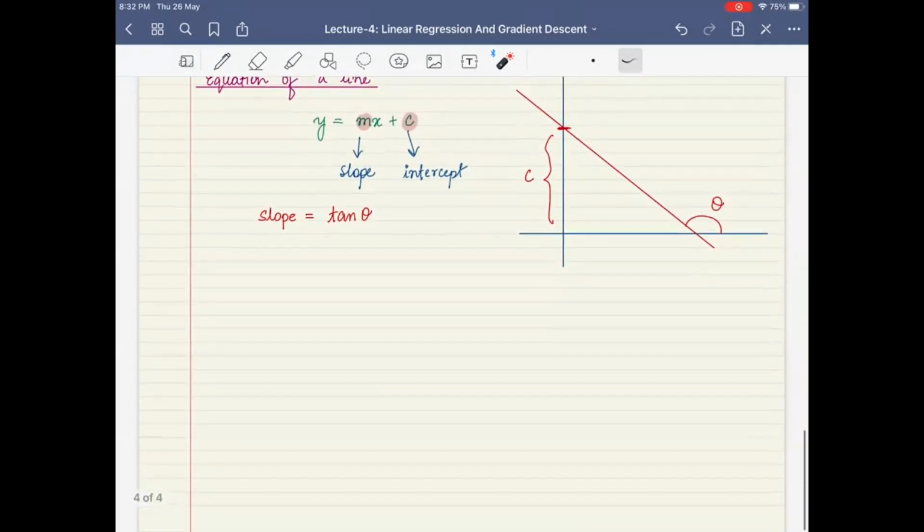Now let's move ahead. To follow the notations in machine learning, we are going to write the equation of the line not as mx plus c, but as wx plus w0. w is the way you denote your parameters in machine learning, so I'm sticking to that nomenclature. I won't call them m and c, but w and w naught. It's the same thing, I'm just renaming the parameters. w is still the slope and w naught is still the intercept.